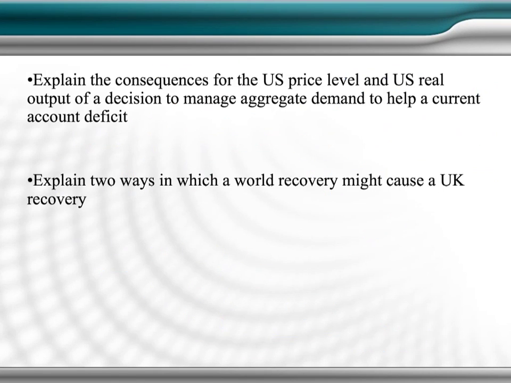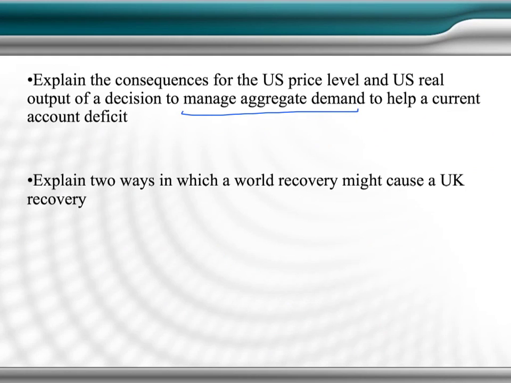Right, I'm going to go quicker on these ones. Okay, consequences to the UK price level and real output of a decision to manage aggregate demand to help a current account deficit. Fine. The point is, what's going to happen to UK price level and UK real output? They're going to be managing AD to help a current account deficit. The reason why you're doing this is because if you reduce AD, people aren't going to buy imports. So you've got to try and really explain this through.